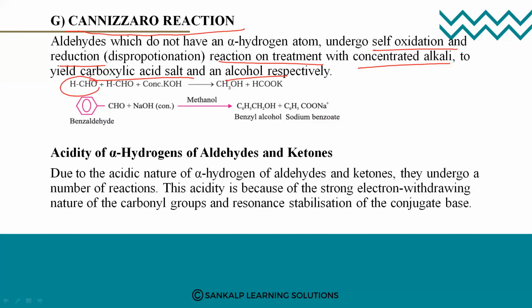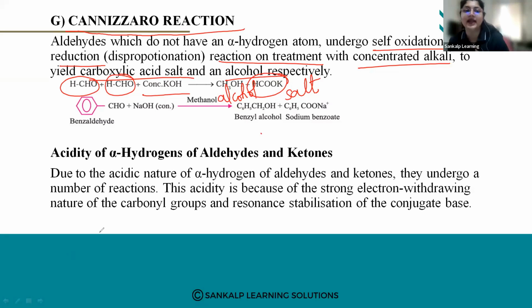In the aldehyde you can see there is no alpha hydrogen. So this is formaldehyde. When two molecules of formaldehyde are treated with concentrated KOH, it gives a salt of the acid and an alcohol. One example is given: if you take benzaldehyde and treat it with NaOH, you get benzyl alcohol and sodium benzoate, the corresponding salt of the carboxylic acid and an alcohol. These are some of the very important name reactions of aldehydes and ketones.